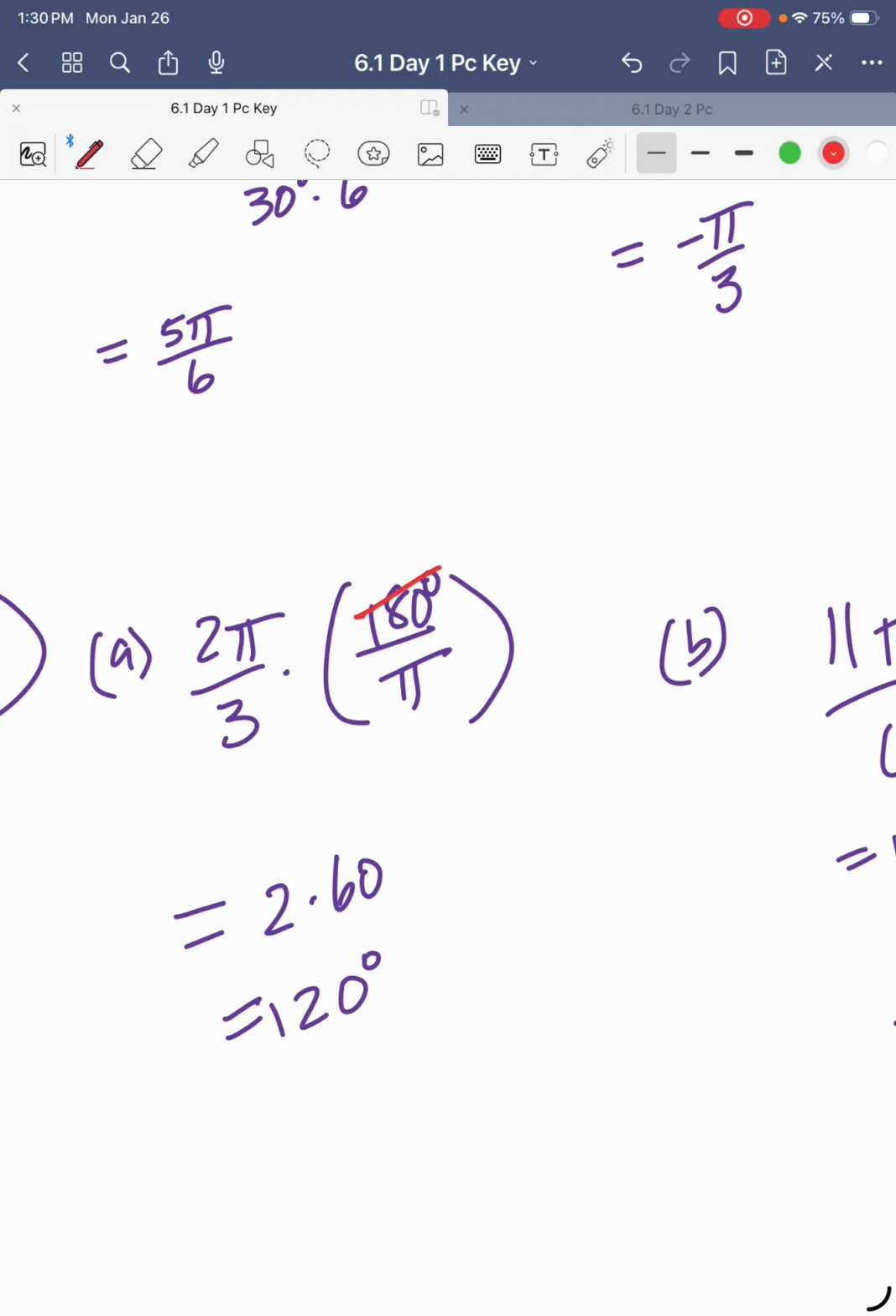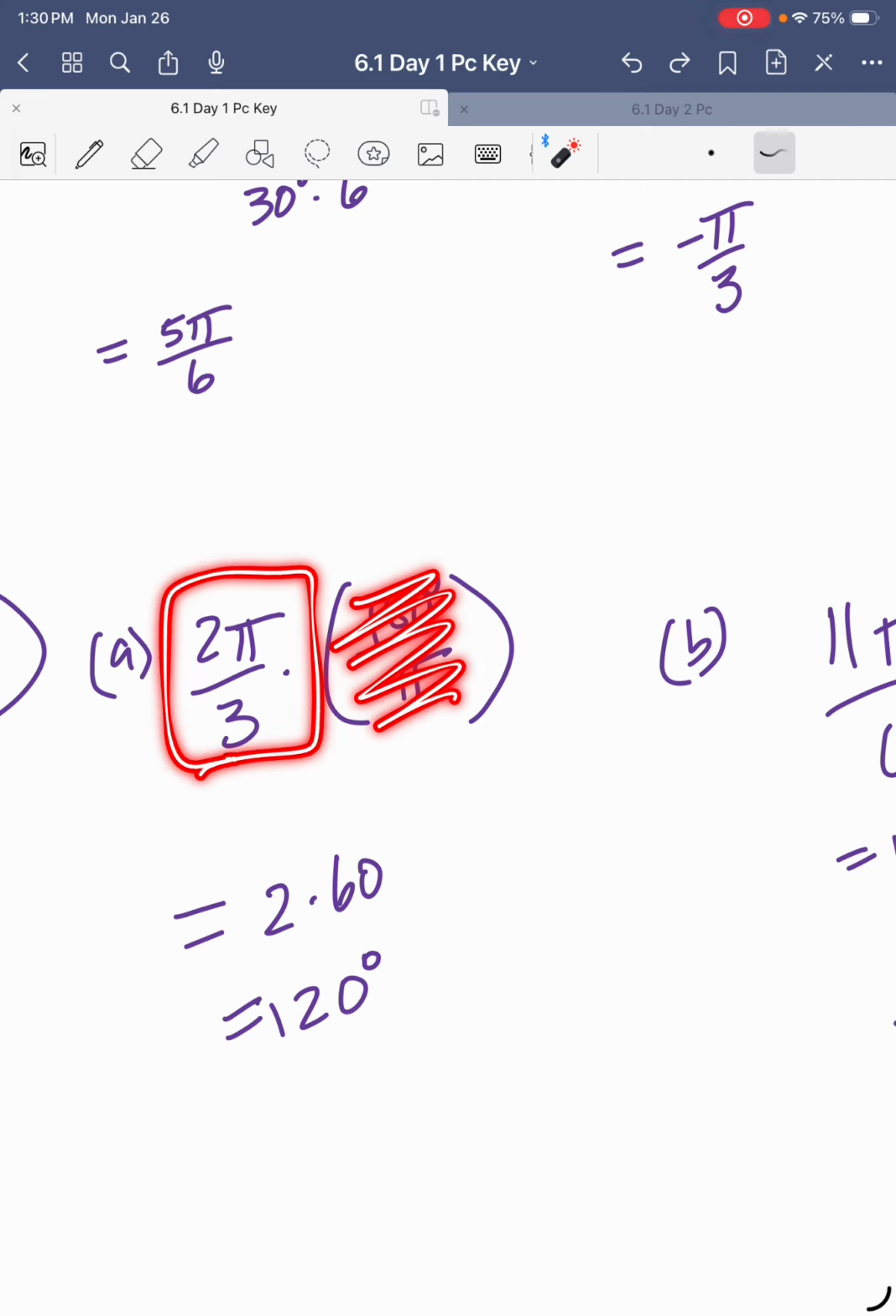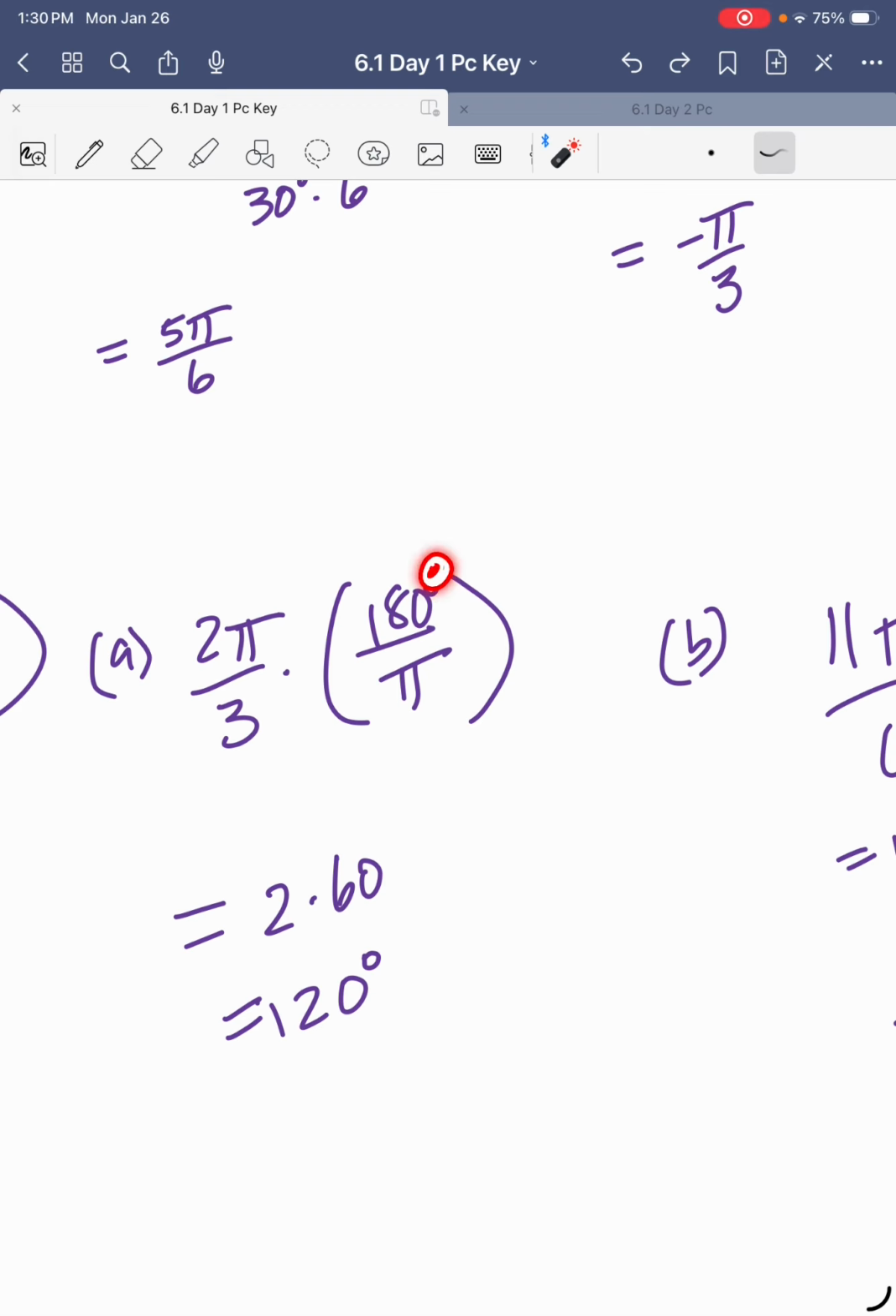So since my original thing does not have any degrees in it, I want to introduce degrees. So if I want to introduce degrees, I put it on top. So 180 degrees over pi, this thing, again, is just a well-chosen 1. It's just equal to the number 1. So when you multiply by 1, it's not different. It just looks different.